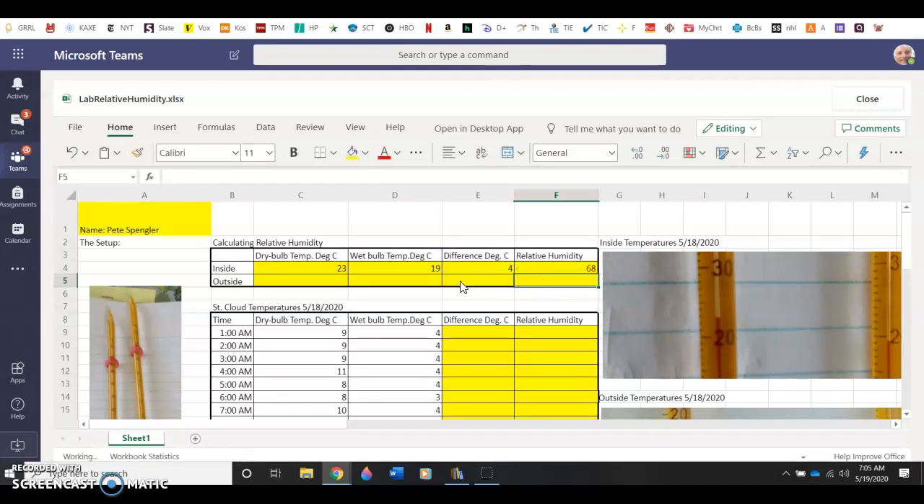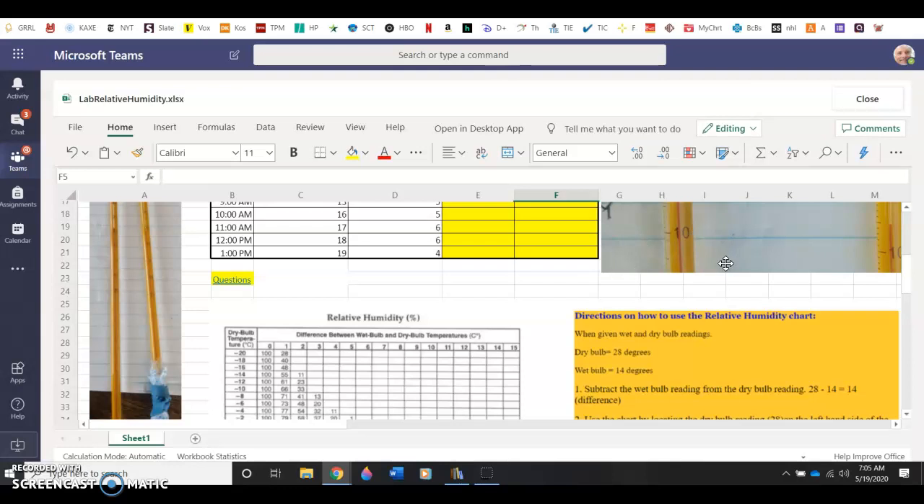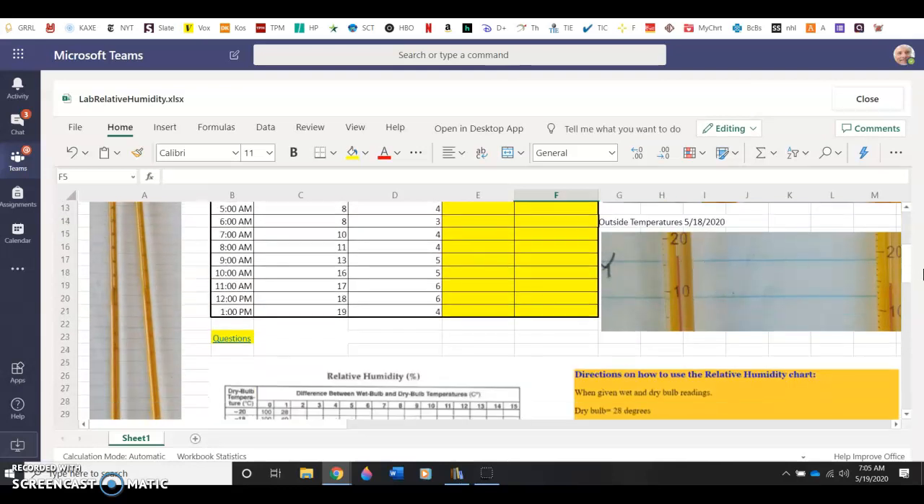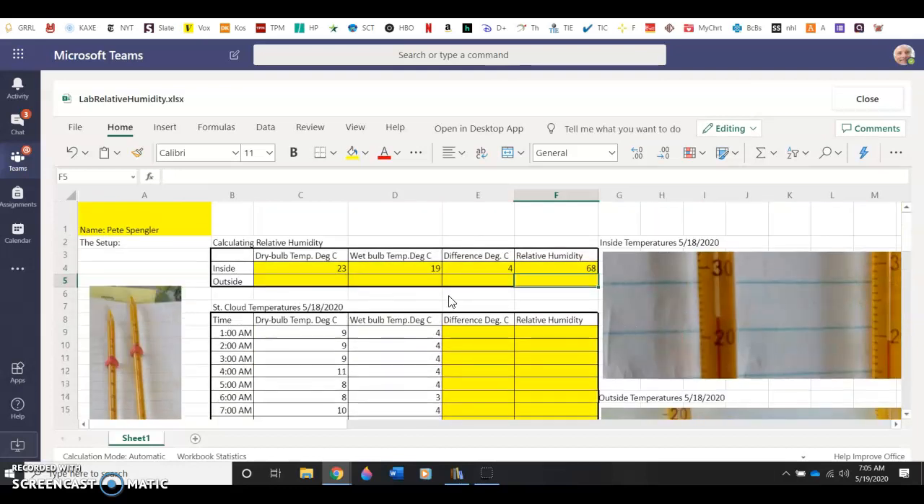All right, so I'll leave you to do the other one. The other one is right here. I did the same thing, but I went outside and did it, and you'll see that the numbers are different. So you'll follow my lead when you do that.